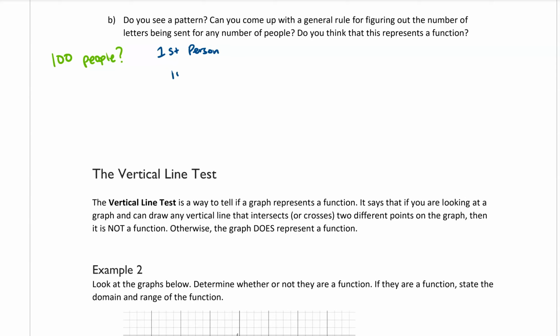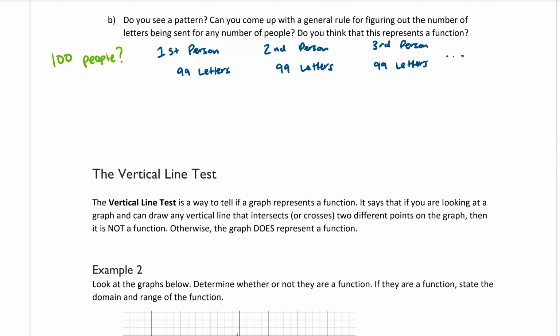They would be sending, not 100, they would be sending 99 letters. The second person, they would also be sending 99 letters. The third person, they would also be sending 99 letters, and so on and so forth.